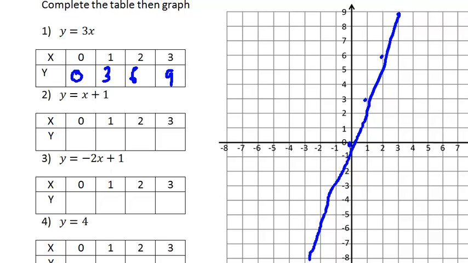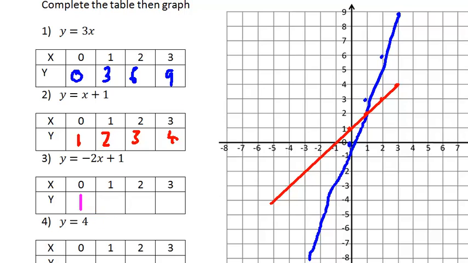The second one, x plus 1, well 0 plus 1 is 1, 1 plus 1 is 2, 2 plus 1 is 3, 3 plus 1 is 4. So we go to 0, 1, we go to 1, 2, we go to 2, 3, we go to 3, 4, and we simply plot a line through all of those points like so.